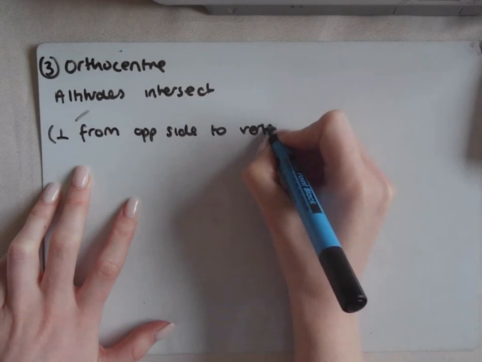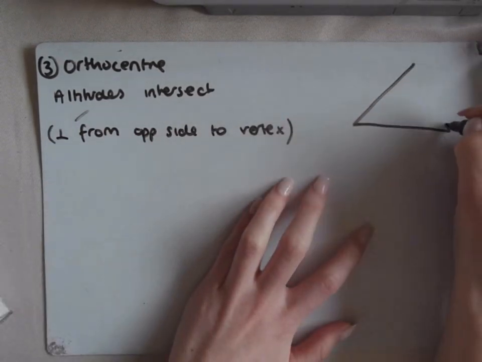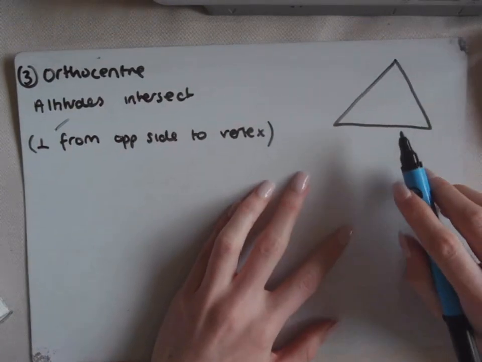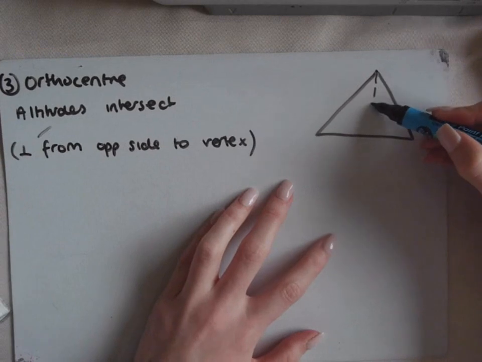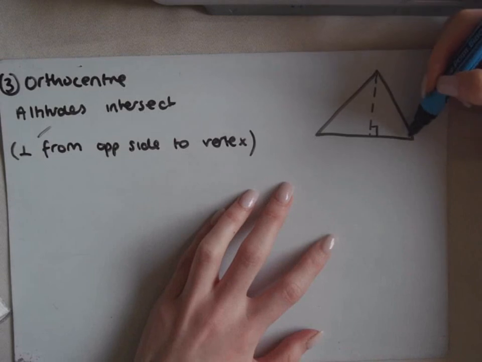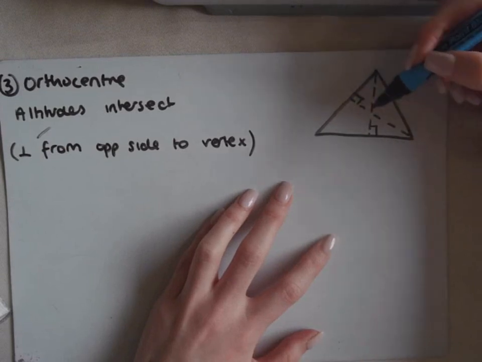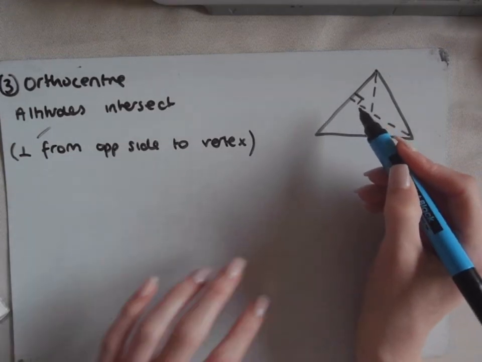Okay, so if I'm to draw it, you're dropping the perpendicular from this vertex here, okay? So it'll be perpendicular. It's not the perpendicular bisector, okay? Here is another altitude, okay? So the vertex and perpendicular to the opposite side.